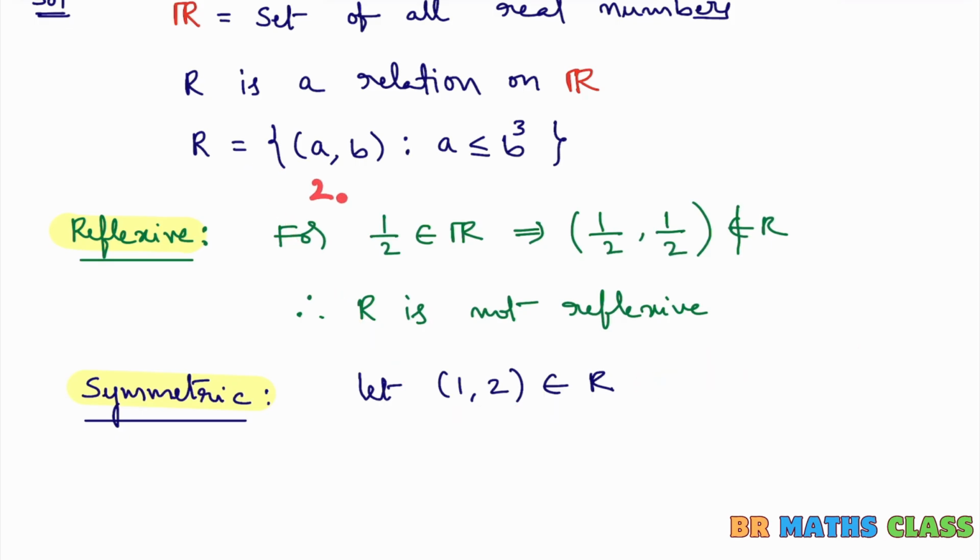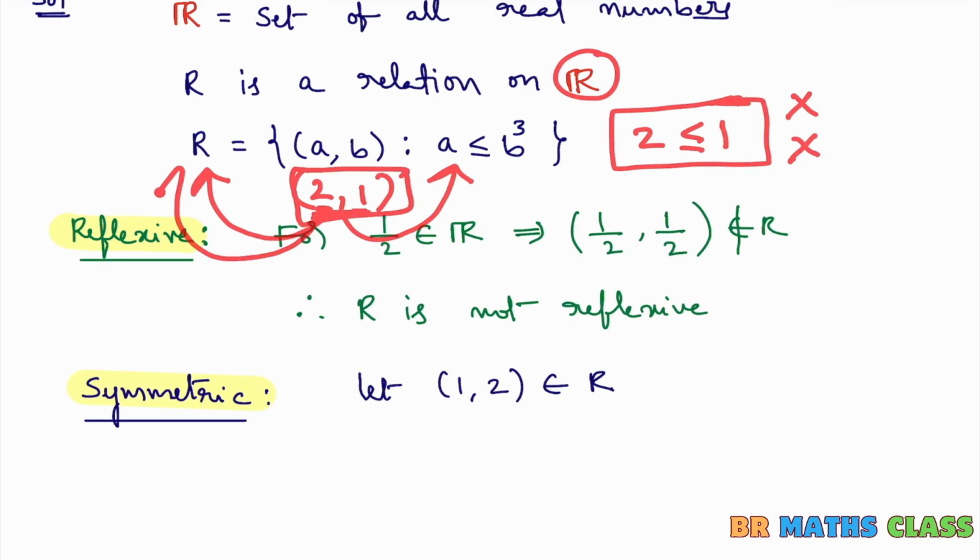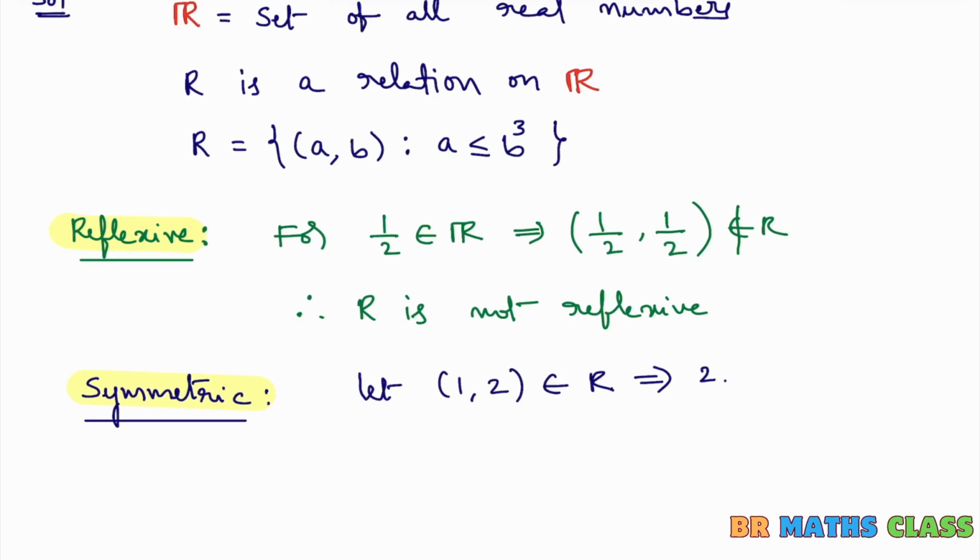When can I say the ordered pair (2, 1) is in this relation? First point, 2 is a real number, 1 is a real number, because this is a relation on the set of all real numbers. Now I'll substitute (2, 1) in this: in place of a you write 2, in place of b you write 1. 1 cube is 1 only. You observe, is this true or false? Is 2 less than 1? No. Is 2 equal to 1? No. So we can easily say that the ordered pair (2, 1) does not belong to the relation. (1, 2) belongs to R, but (2, 1) does not belong to the relation, as this element fails to satisfy the symmetric condition. I'll say that this relation is not symmetric.